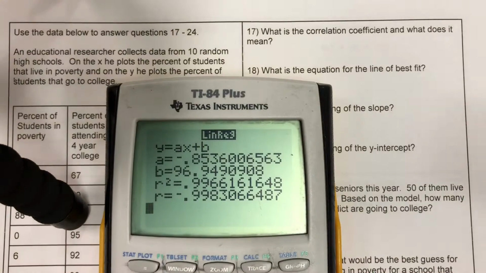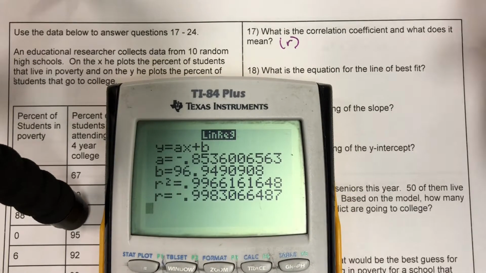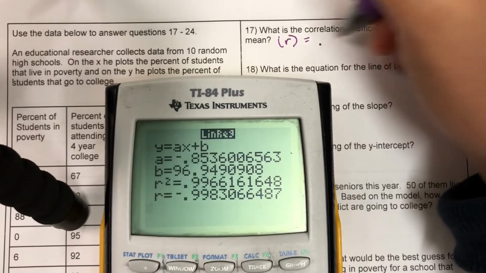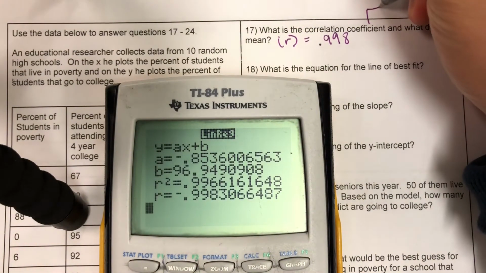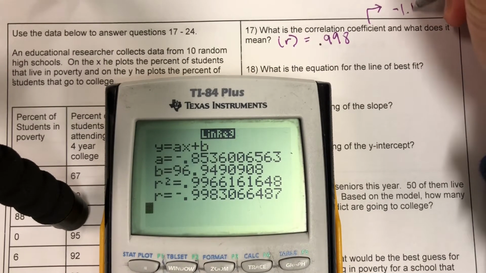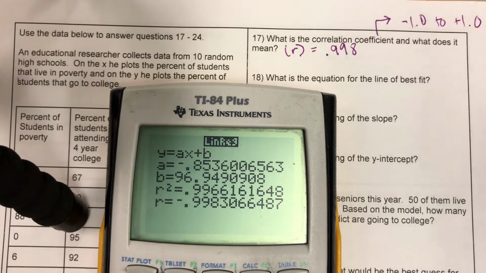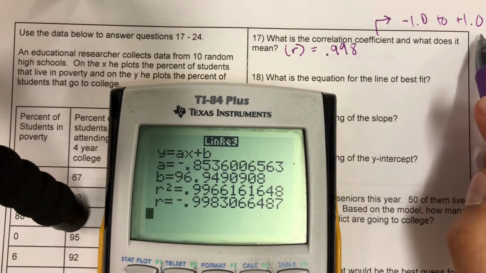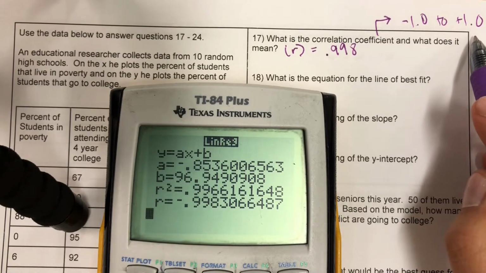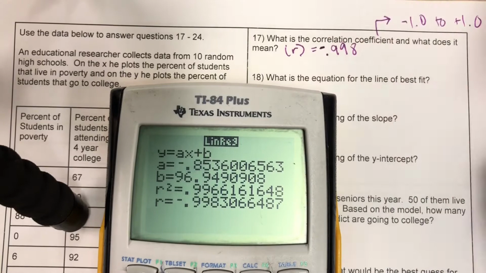So, correlation coefficient, that is your R value, and you can see that your R value, the bottom line right here, is going to be 0.998. Now, correlation coefficient is on a scale of negative 1.0 to positive 1.0. Negative 1 being very strong negative, and positive 1 being very strong positive. I'm sorry, this number right here is negative, so that's important, don't forget that.